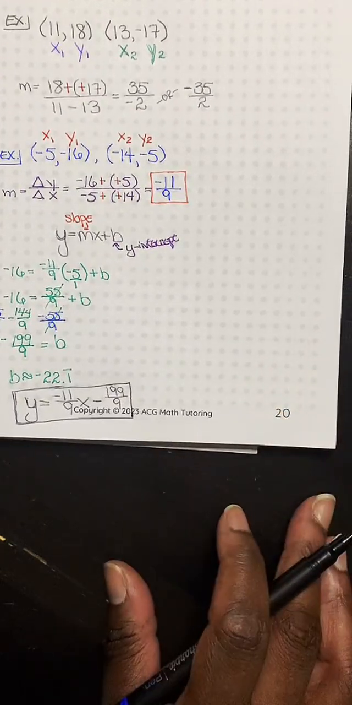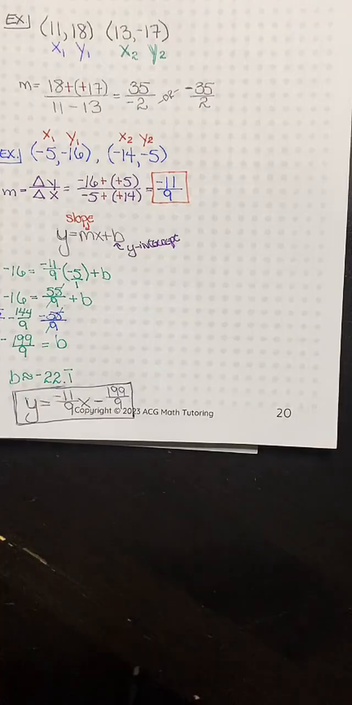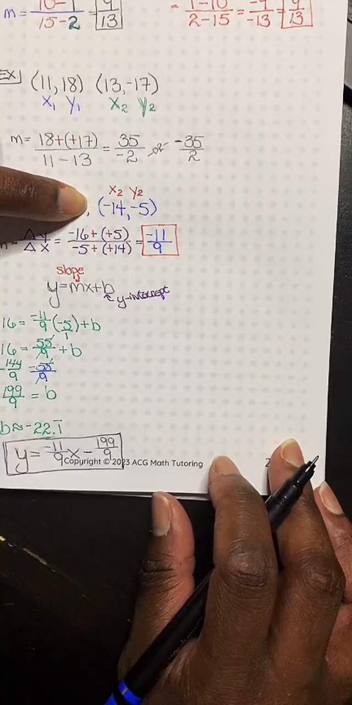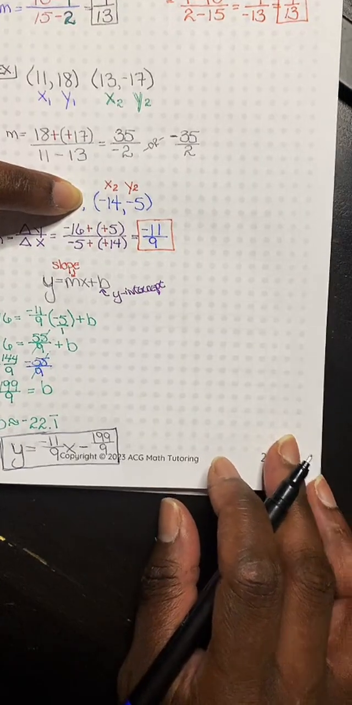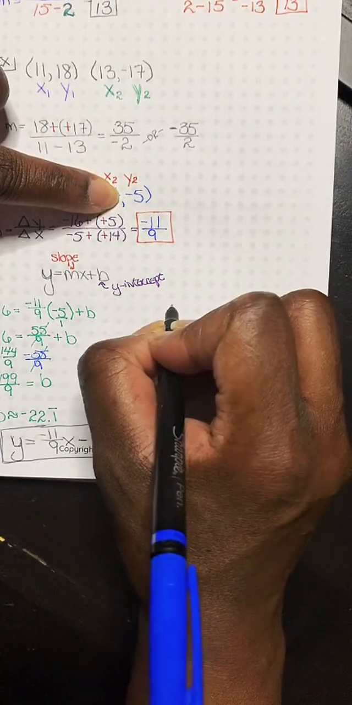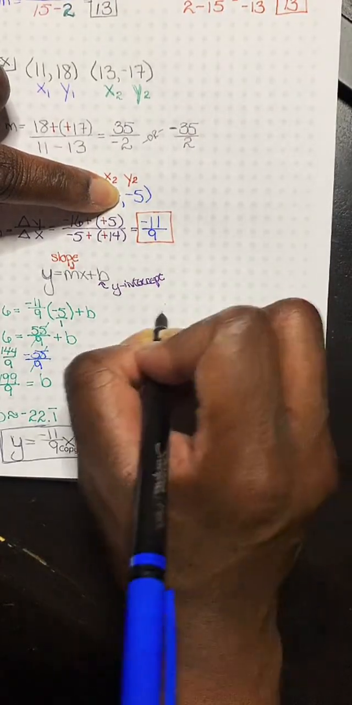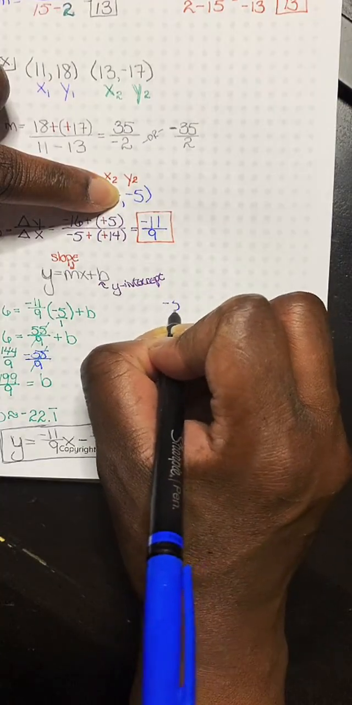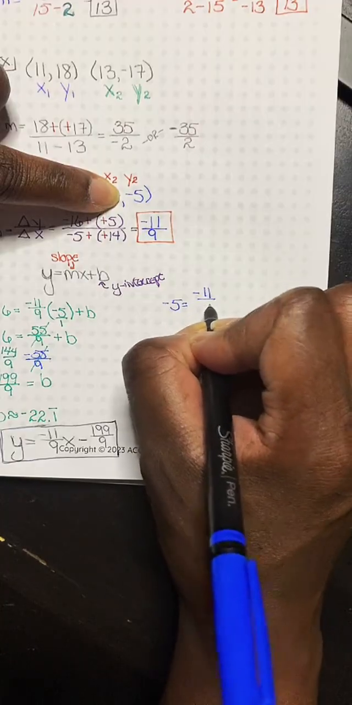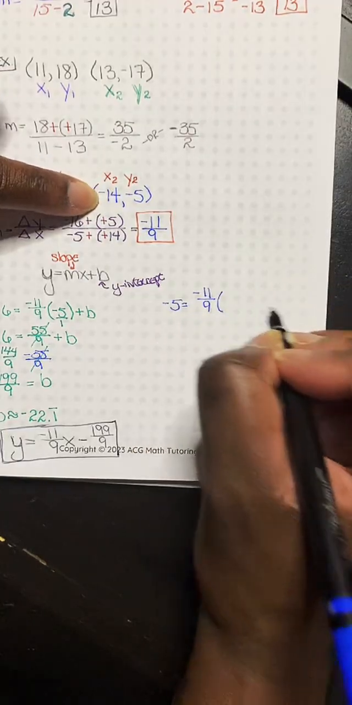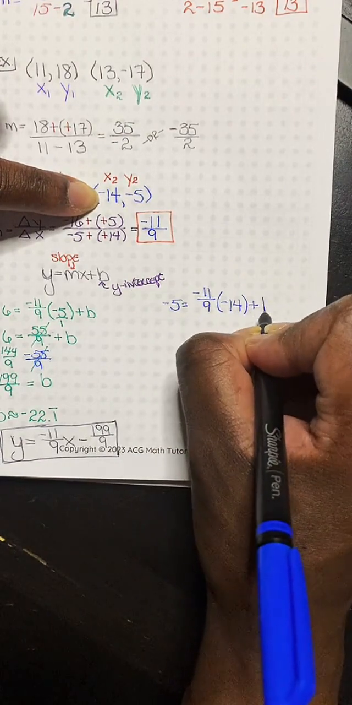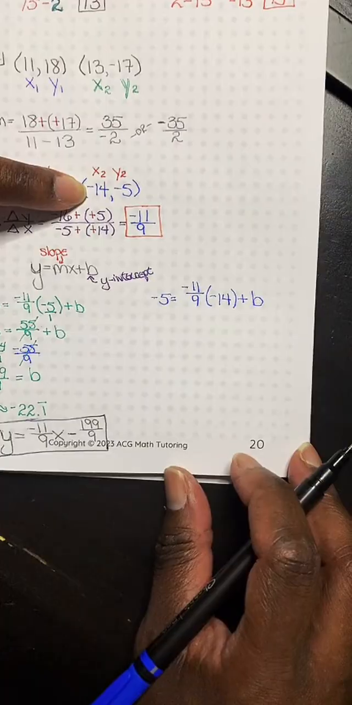So, all right. As promised, I'm going to use the other point. And the other point is (-14, -5). So, again, the -5 is going to be my y. I'm going to put this up here just in case I need some room, which I probably will. Our slope, again, is -11/9. Our x in this one is -14 plus our b. That's what we're solving for.